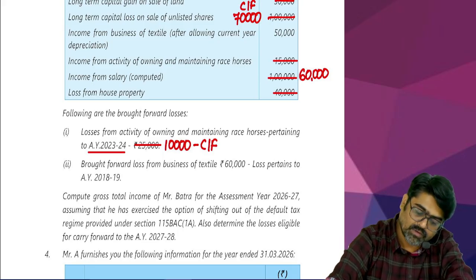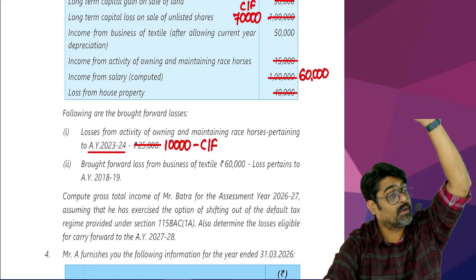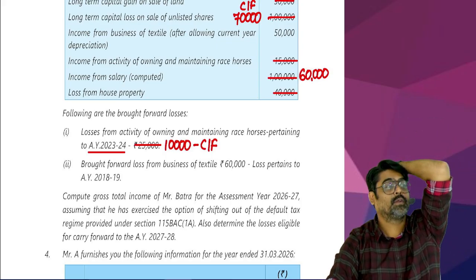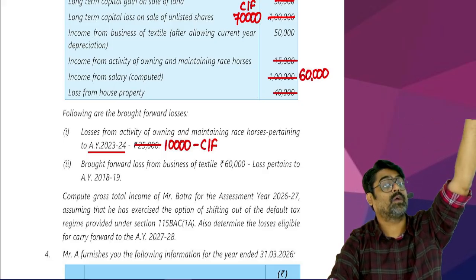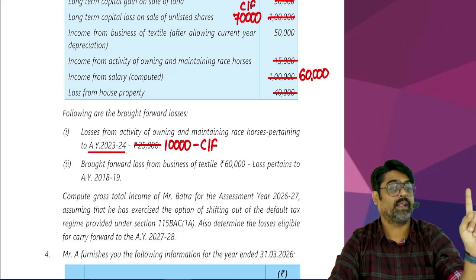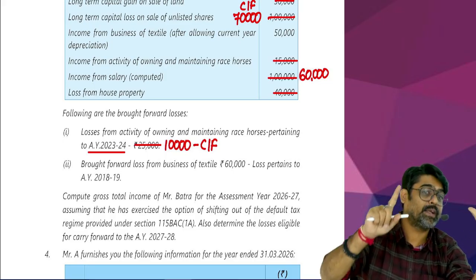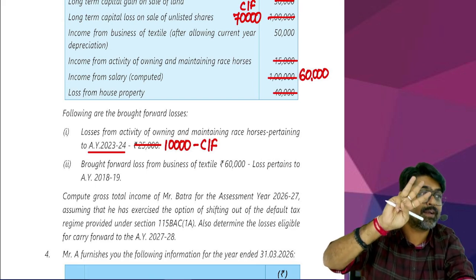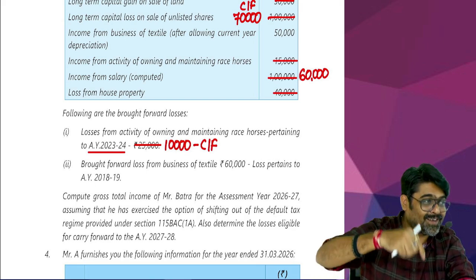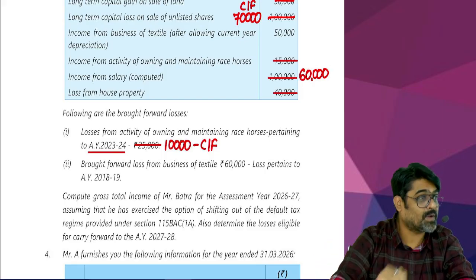Brought forward loss from business of textile. How much? 60,000. Loss pertaining to assessment year, meaning previous year 17-18. Previous year 17-18 loss. Previous year 18-19, 19-20, 20-21, 21-22, 22-23, 23-24, 24-25 and this is the last year, 8th year. Can this loss be carried forward?